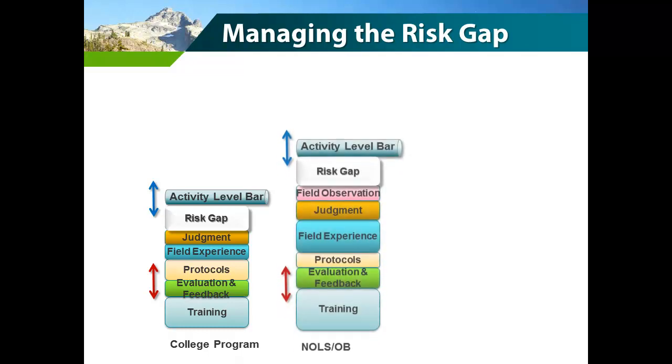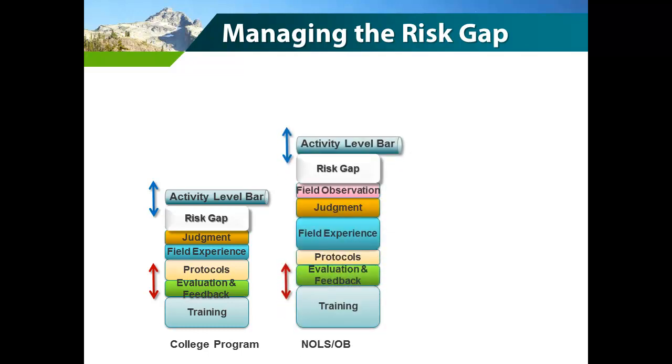In the center, we see a program like the National Outdoor Leadership School or Outward Bound. They do more training, do regular evaluation and feedback of staff, including field observation. The staff have extensive field experience and can rely on their judgment to make decisions. Of course, there are still protocols which are implemented by the staff. As a result, these professional programs can operate with a higher activity level bar. For example, running a canoeing trip in a more remote area than a college program might.